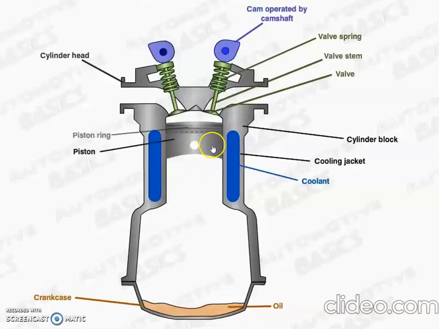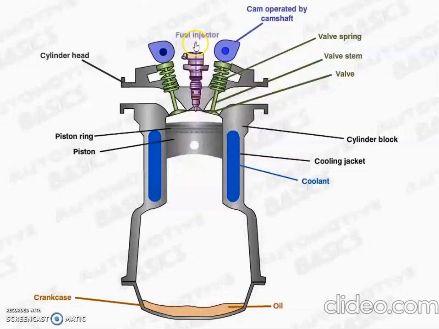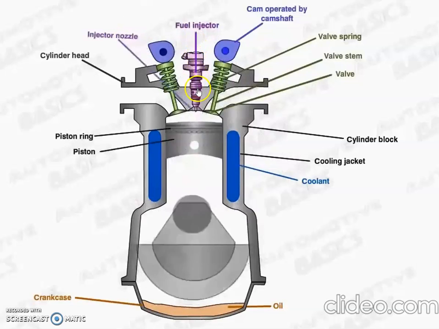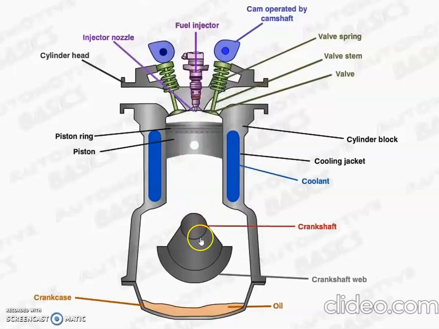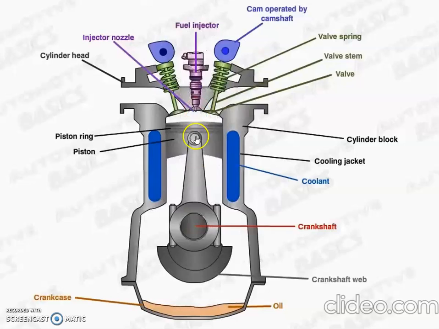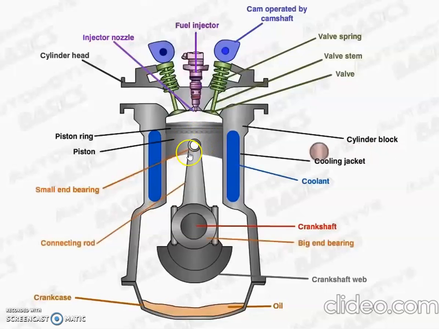This one is the piston. These are the piston rings. This is the fuel injector. If it is a diesel engine, it has a fuel injector. This is the injector nozzle. This is the crankshaft web. This is the crankshaft. This one is the connecting rod. This is the big end bearing, and here there will be a small end bearing. And this one is the piston pin.